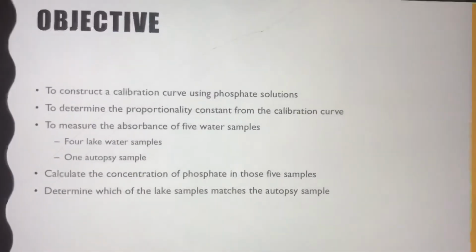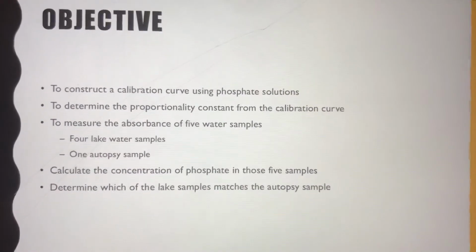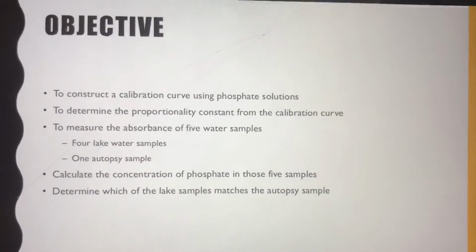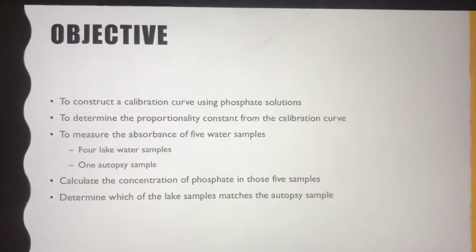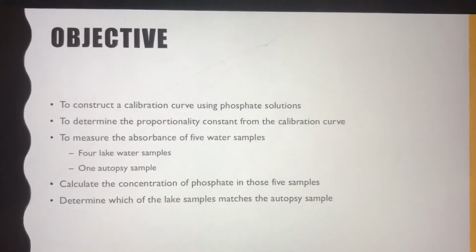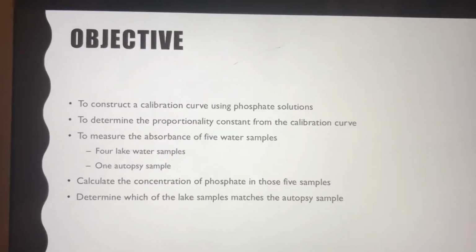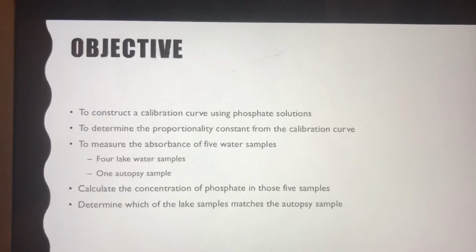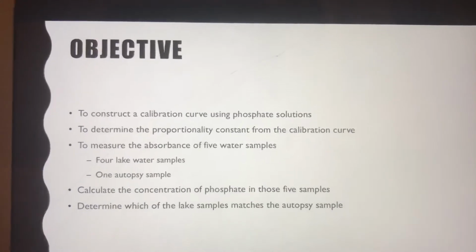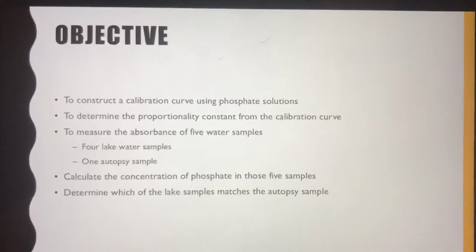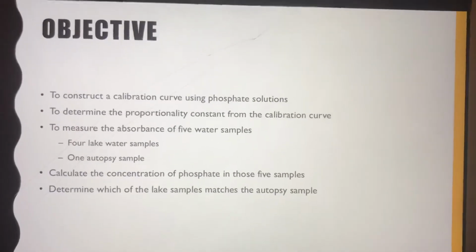The objective of this was first off to construct a calibration curve using phosphate solutions. The phosphate was combined with ammonium molybdate and stannous chloride so that the phosphate would be visible to the spectrophotometer, so it was able to be measured. We graph the calibration curve with the percent absorption on the y-axis and the concentrations on the x, and then fit a line to it. The slope of that line is the proportionality constant. We'll get to why that's important later.